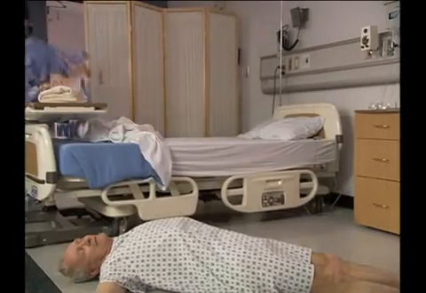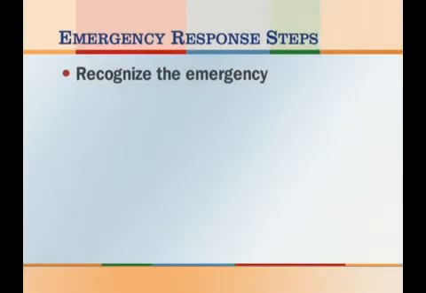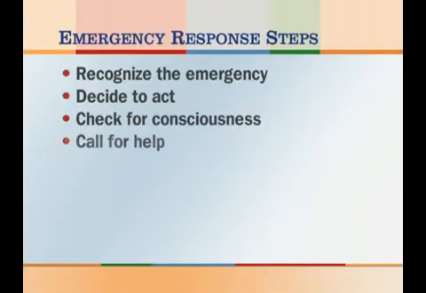Accident prevention is a worthy goal and should be pursued at every opportunity. But accidents happen despite the precautions taken by even the most conscientious of healthcare workers. By understanding the sources of accidents and by following your training and your facility's procedures closely, you can minimize accidents. When an accident does occur, remember to follow the same five response steps you will use for emergencies arising from medical conditions. Recognize the emergency, decide to act, check for consciousness, call for help, and provide appropriate care until help arrives.